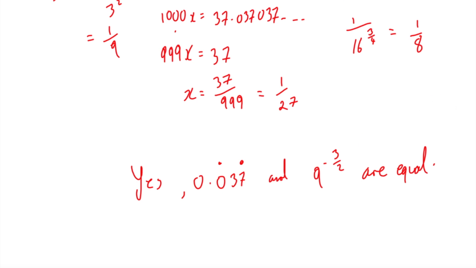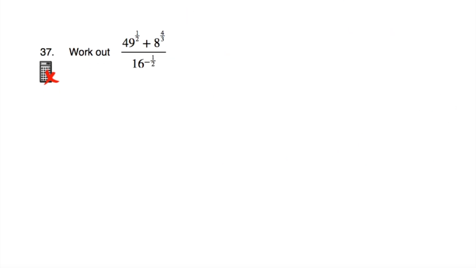Okay, let's look at our next question. Okay, so question number 37. We've been asked to work out 49 to the power of a half. Well, that's 7 because to the power of a half means square root, and we're going to do the square root of 49, which is 7, plus 8 to the power of 4/3 all over 16 to the power of minus a half. Okay, so let's work this out.